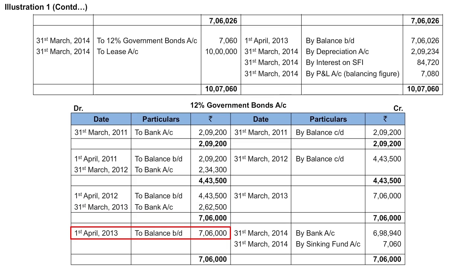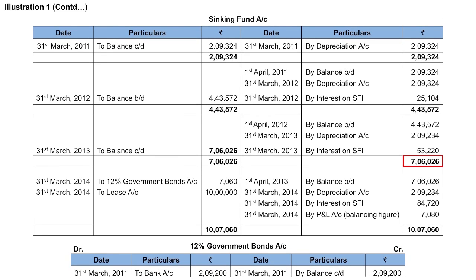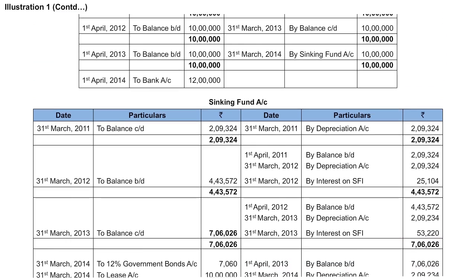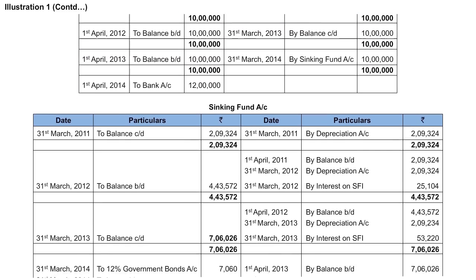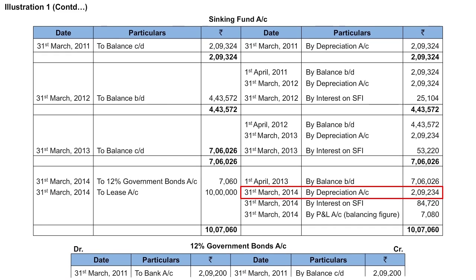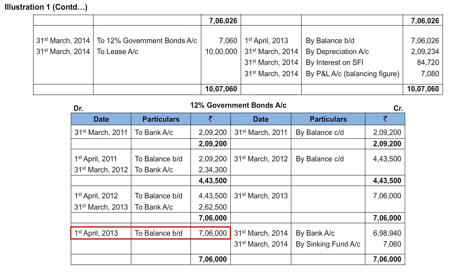Again, the balance will be carried forward to the fourth year, and sinking fund balance also will be carried forward, and machinery lease balance will be carried forward to the fourth year. Now, fourth year is the last year. So, in the last year, again you will charge depreciation obviously because you have used the asset for the full year. So, 209234 again by depreciation. You will also get interest in the fourth year on the opening balance of the fourth year. So, that is 7,06,000. So, on 7,06,000 into 12%.